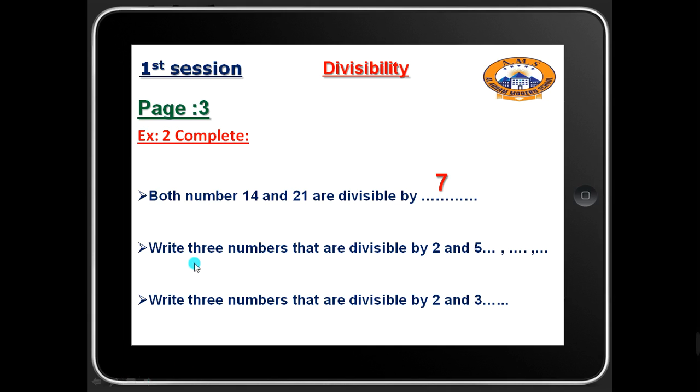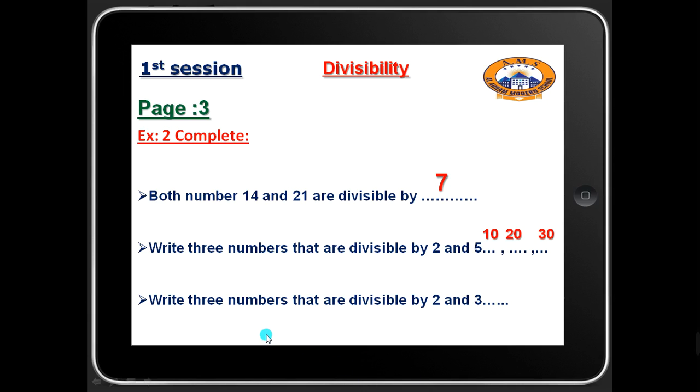Another exercise: write 3 numbers that are divisible by 2 and 5. Here I want you to give me 3 numbers that are divisible by 2 and 5. So please multiply 2 by 5, it will give you 10. So any number in table 10 is also going to be divisible by 2 and 5. We'll start by writing 10, 20, 30, 40, 50, 60. Any number that has 0 in the units place is divisible by 5 and 2.